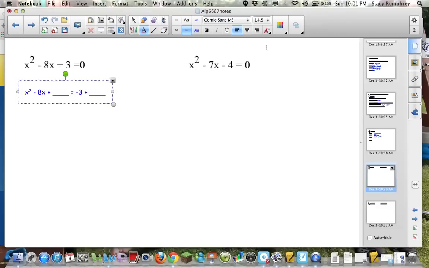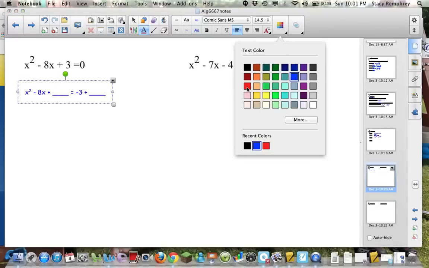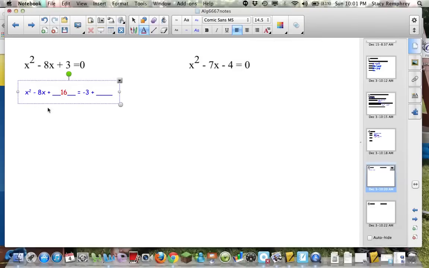If you're wondering where the negative 3 came from, it came from 0 minus 3. I subtracted 3 from both sides. I'm going to complete the square, change that color for you. So half of negative 8 is negative 4. Negative 4 squared is 16. Make sure I add that to both sides. Usually the biggest mistake you guys make is not adding it to both sides. So that's kind of why I'm changing the color so you really see that.